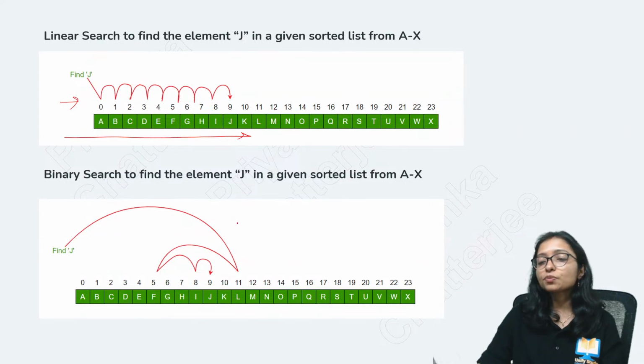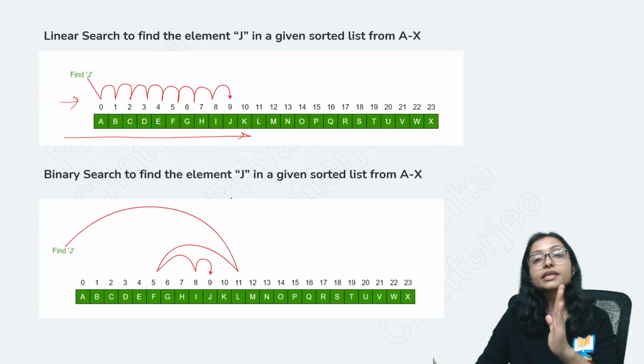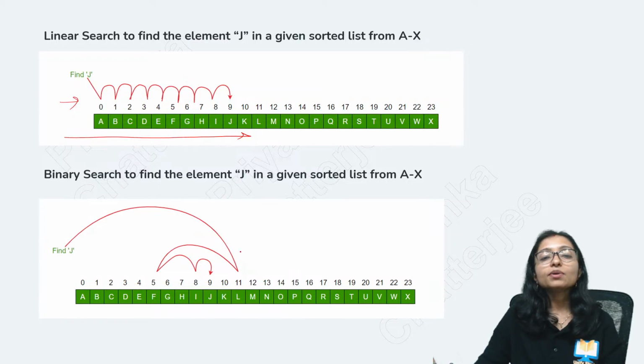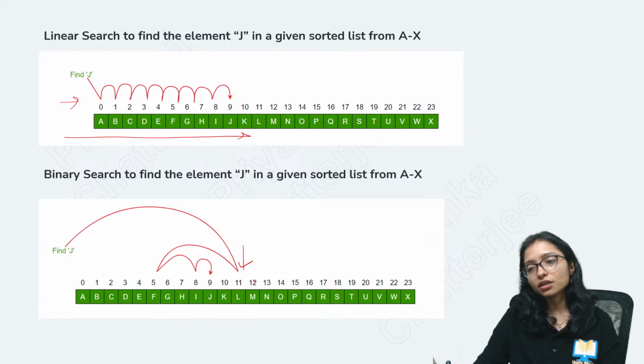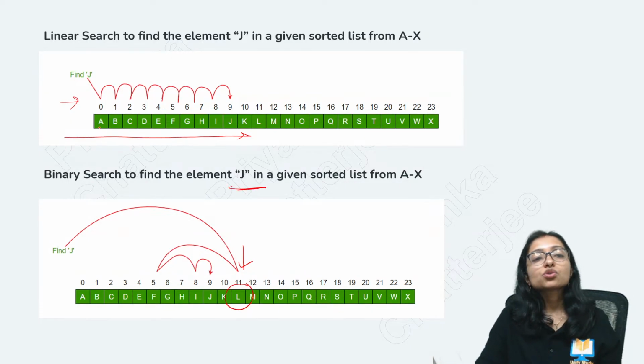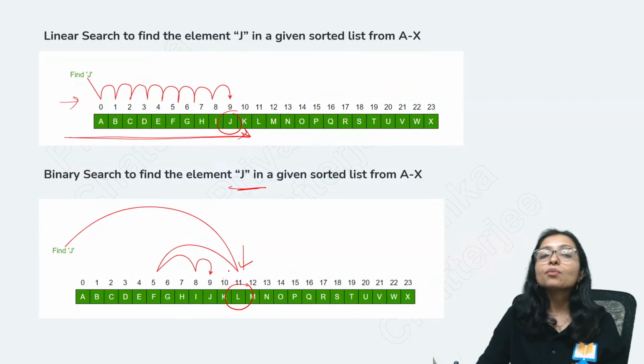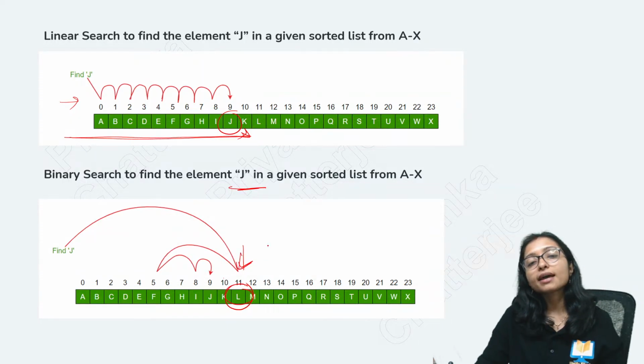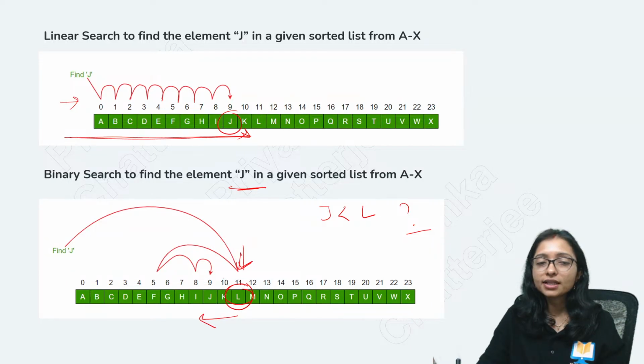And binary search always uses divide and conquer. I will take half of the position. From the mid position, I will check whether it is less than or greater than. As you can see, I am trying to find out j. In linear search I go one by one, then only I find j. But here, what is happening? I go to the mid element, after that I check whether j is less than L or greater than L. If it is less than, I will go to the left hand side.